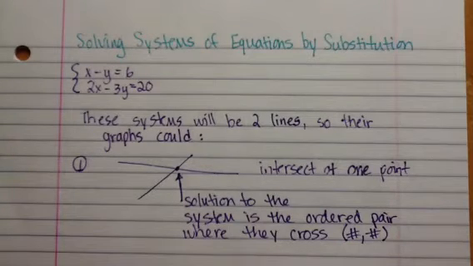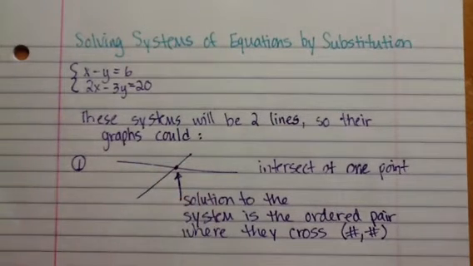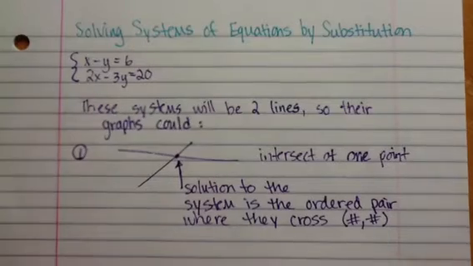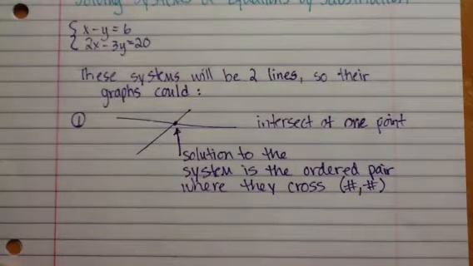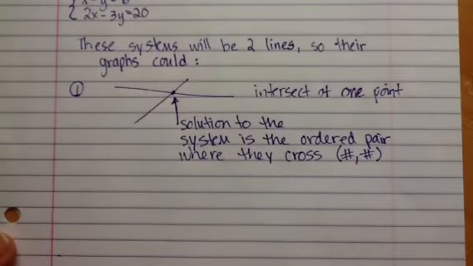Now this could happen in any way. The two lines could cross at angles like that. The two lines could be crossing at a right angle. It doesn't really matter which way they cross, as long as they intersect in one point.